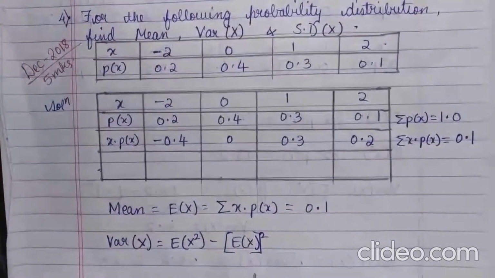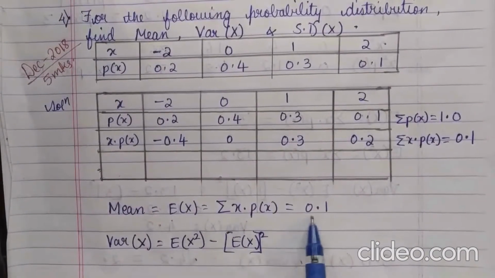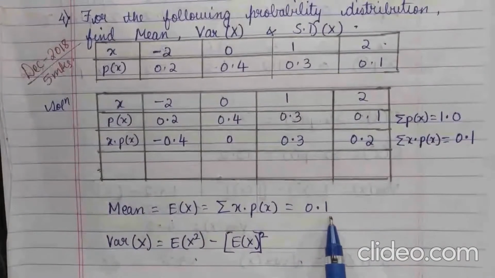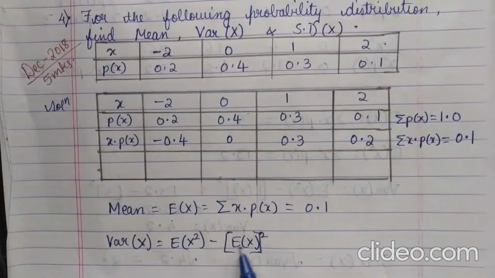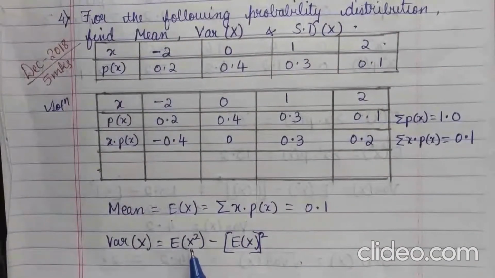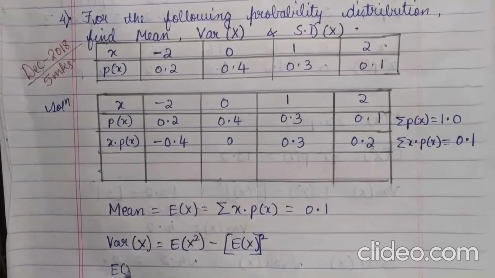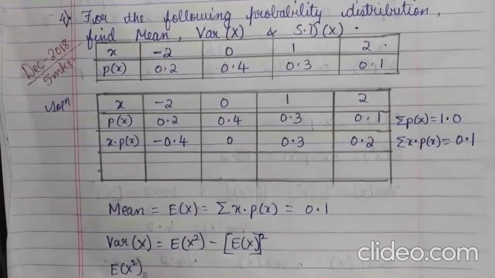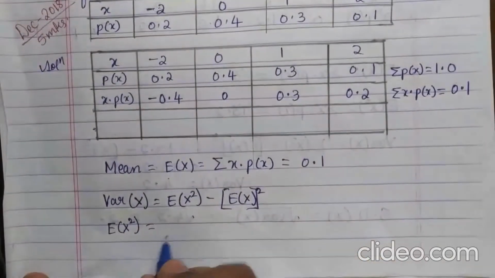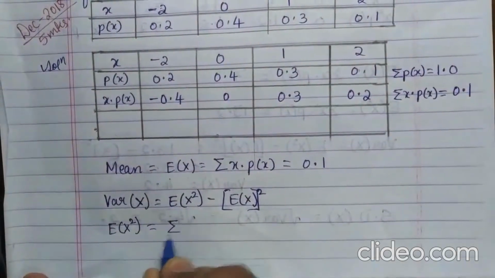So now what happens here is you have to first find e of x square. You already know e of x, which you have found out, and its square you have to find out. E of x is 0.1, and its square. Okay, so first find e of x square. I've told you in the previous class how to find e of anything. E of anything is equal to summation of expected values.